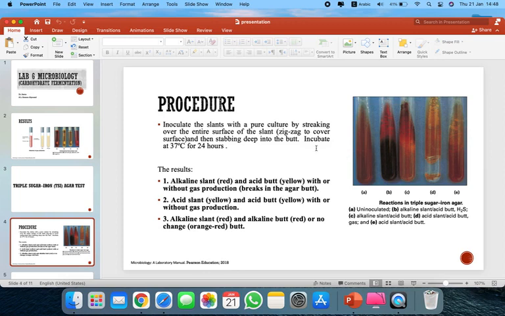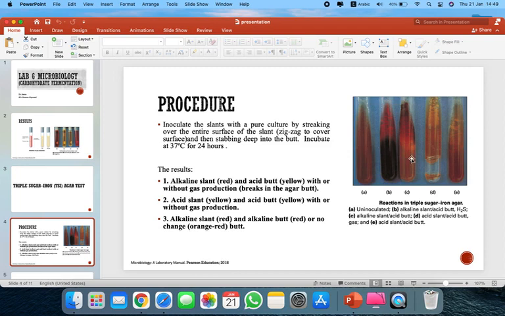So what will be the procedure here? The procedure is to inoculate the slant with a pure culture. I have this slant and I have to inoculate my bacteria here by making some zigzags, and then incubate for 24 hours at 37 Celsius. The results will be here. First of all, alkaline slant will be red in color and acid will be yellow.